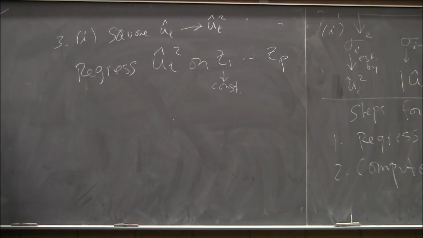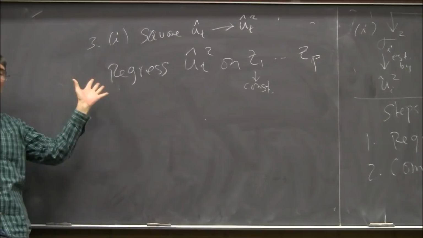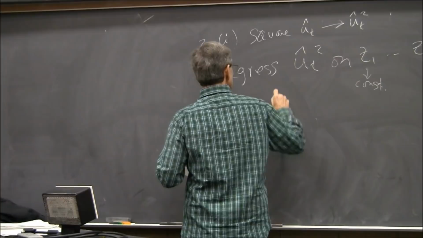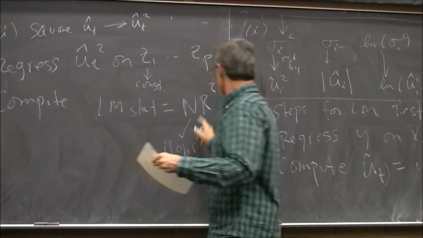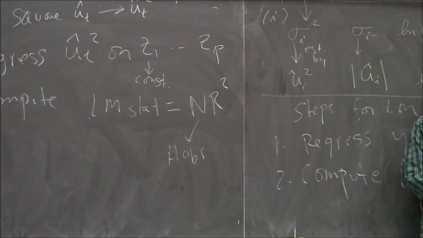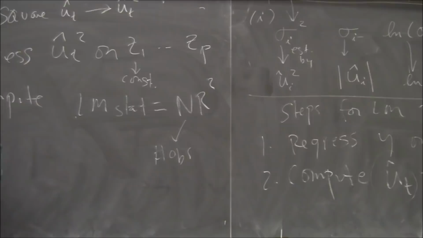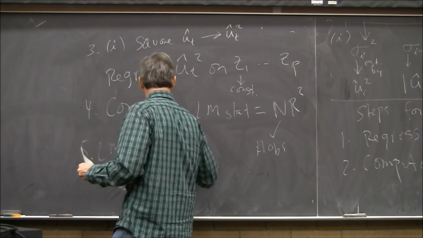And I'll do this next time on the computer, to show you, at the latest on Tuesday. Okay, finally, compute the statistic. The LM stat is equal to n times r squared. And that's literally the number of observations times the r squared on the printout. And a lot of printouts give you this data. They actually compute n r squared for you. Then the LM stat is chi squared with p minus 1 degrees of freedom.